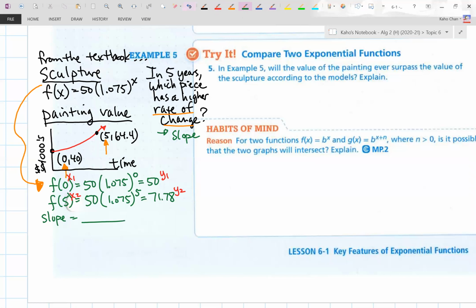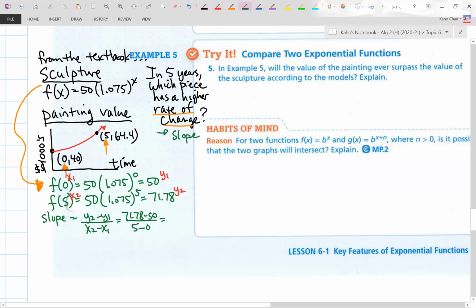Let's put in that formula. The formula, I'll write it down for you guys, no big deal. y2 minus y1 over x2 minus x1. This equals, let's put the numbers in, 71.78 minus 50 over 5 minus 0. When you put that all in, your slope is 4.356. That's $4,356 per year. That's one way of looking at it, okay?